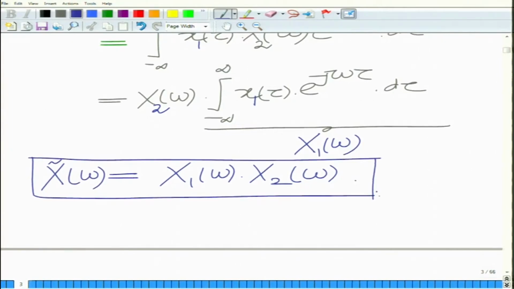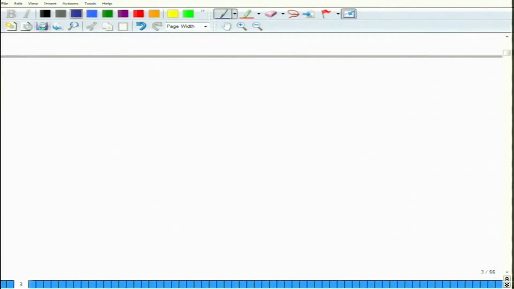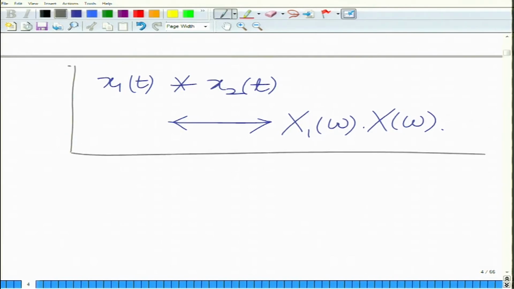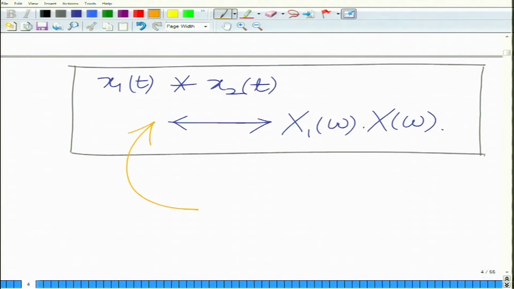So, finally, what we have is that x1 t convolved with x2 t has the Fourier transform X1 omega times X2 omega, and therefore we can see that convolution in time leads to multiplication in the frequency domain. This is something we have seen many times before, and it is one of the most interesting properties.